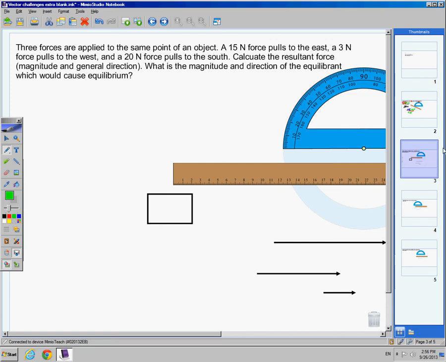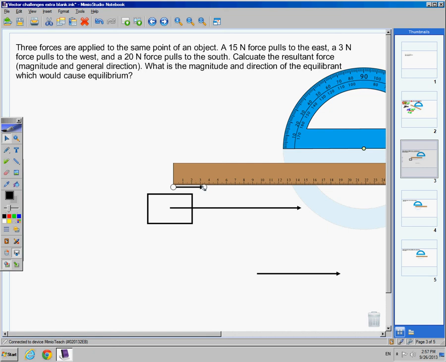Okay, welcome back. Here we go. I hope that was 10 seconds. So first, let's just get rid of that. As you can see, here's my box. This is my object. We have 3 forces. We have 15 Newton going east. Let's see here. I'm going to do this to scale. So we have to make this a little larger. 15 going to the east. And then it says 3 Newtons force going to the west.